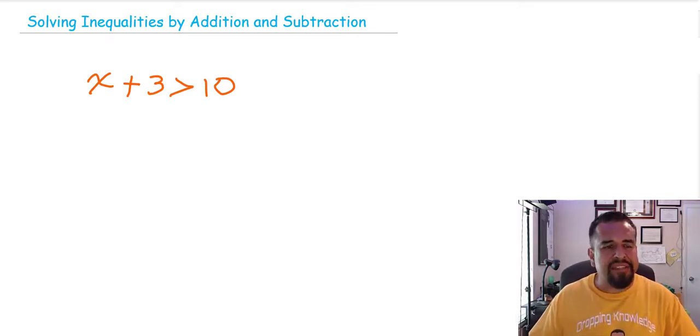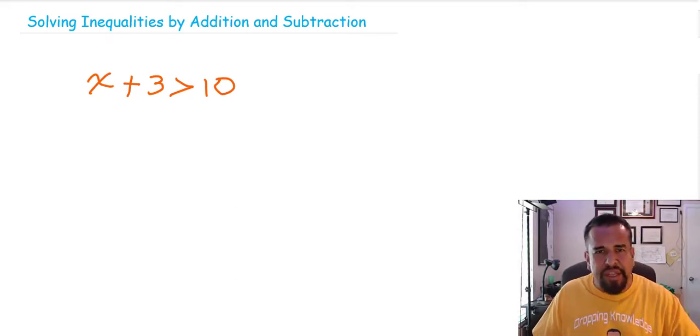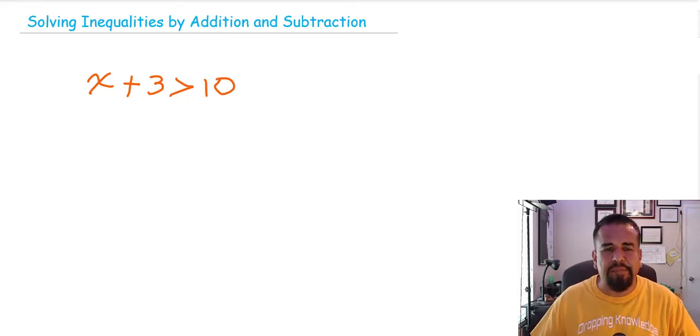Let's get started. Today we're going to be solving inequalities by addition and subtraction. So go ahead and get your notebook out, get your pencil, and get ready to take some notes. That's the first thing you should be writing down: x plus 3 is greater than 10.